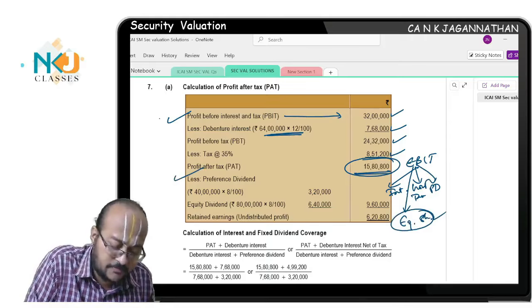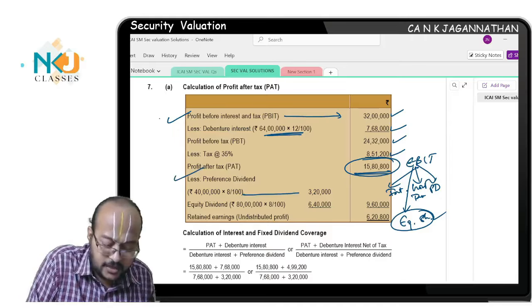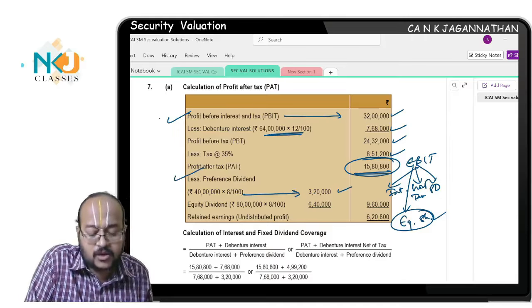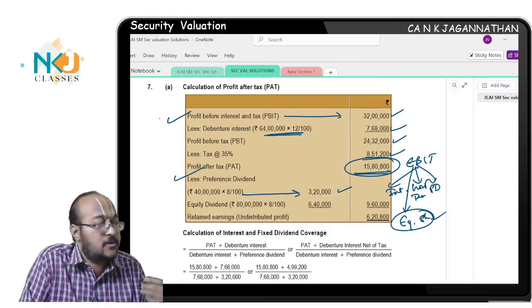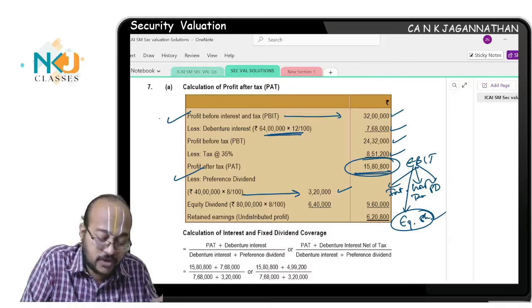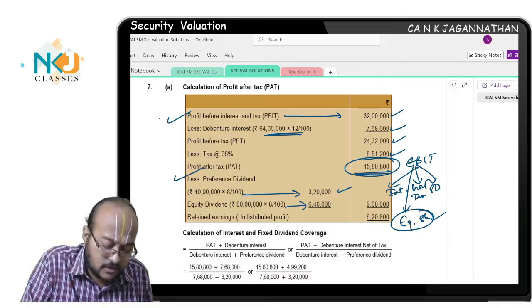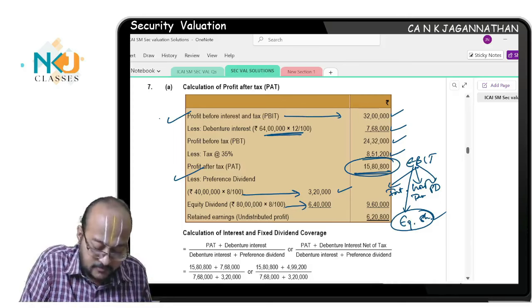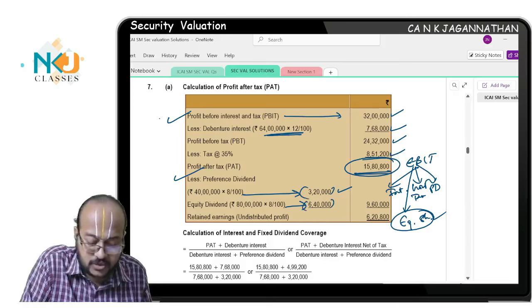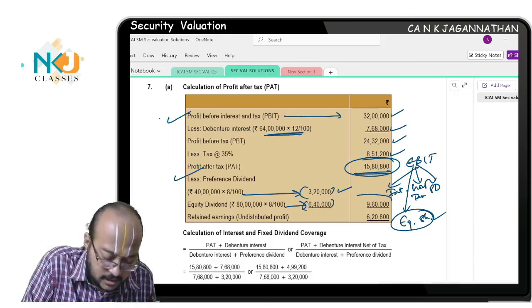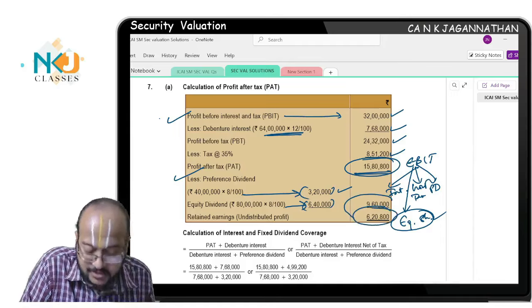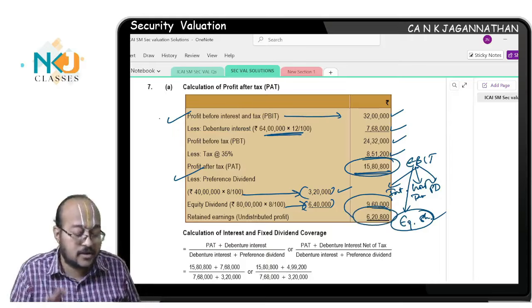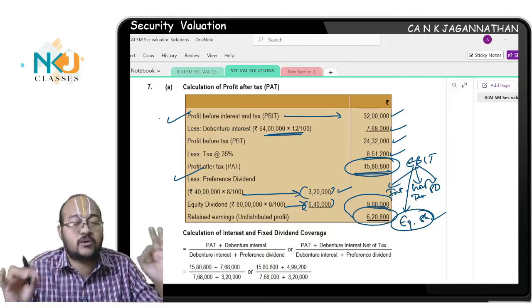From there you reduce the preference dividend, 40 lakhs into 8%, 3,20,000. Then whatever is available for equity holders, you get the profit available for equity holders. For the dividend distribution to equity holders, how much is that? You distribute 8% of the 80 lakhs balance, 6,40,000, and you reduce it. So these two numbers you reduce, and you will get the retained earnings. 6,20,800 is nothing but retained earnings, which is undistributed profit.